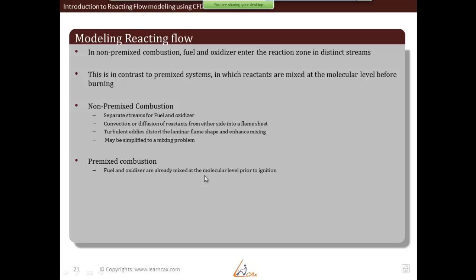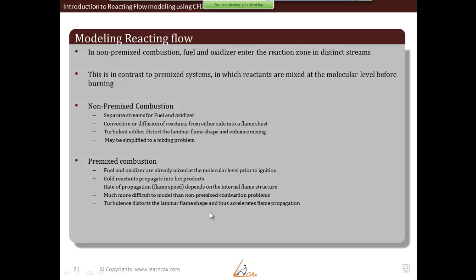whereas in premixed combustion, fuel and oxidizers are already mixed at molecular levels before the ignition, and there are cold reactants which propagate into hot products. Also the rate of propagation, or the flame speed, depends on the internal flame structure, and it is much more difficult to model premixed combustion as compared to non-premixed combustion problems. The presence of turbulence creates additional complexities, and there is also something called partially premixed combustion, in which reacting systems have both non-premixed as well as premixed fuel and oxidizer streams.